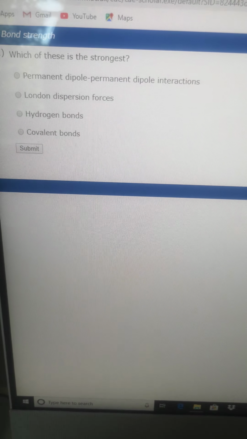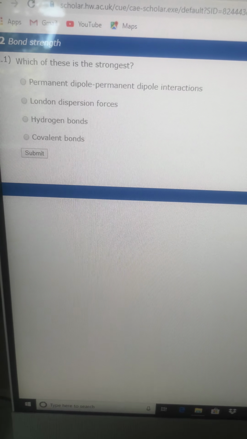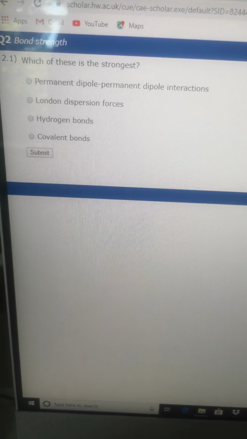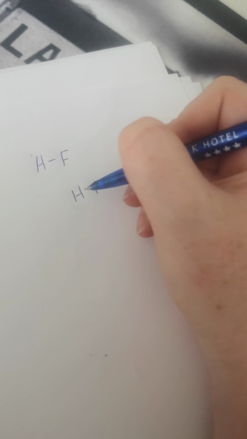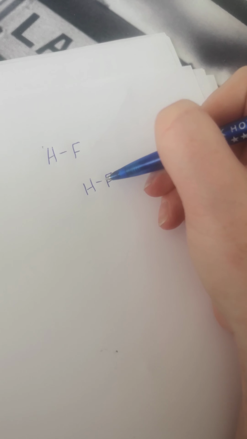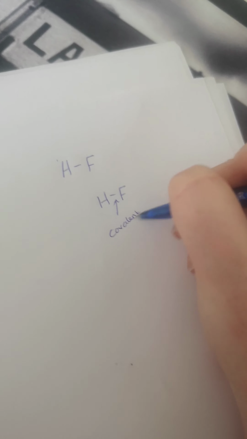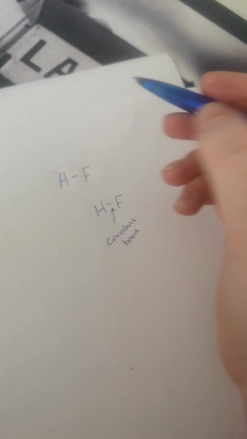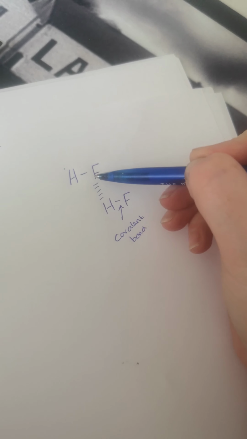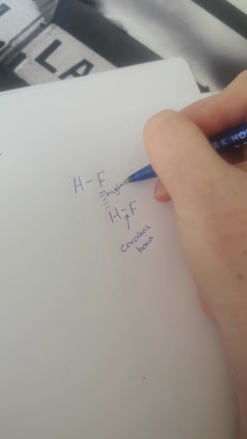So you need to remember that intermolecular forces, the ones between molecules, are always weaker than intramolecular forces. If I show you an example, I'll just do hydrogen fluoride because it's easy. If you think of hydrogen fluoride molecules, the bond within the molecule, the intramolecular bond, would be a covalent bond because you've got two non-metals. And remember your intermolecular forces, well in this case you've got H's and F's, so it would be hydrogen bonding.